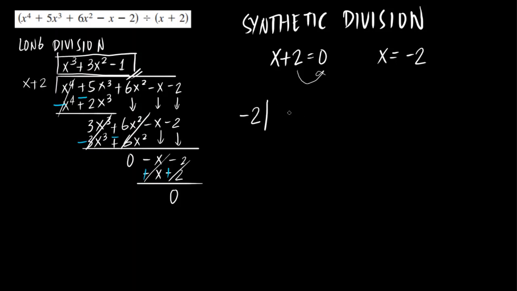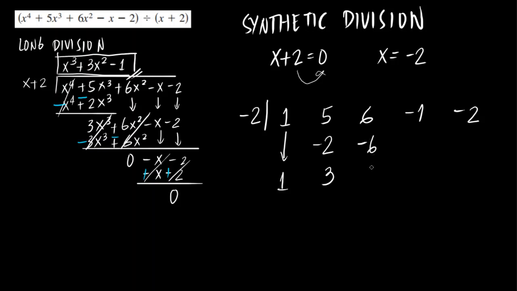And then, ang coefficient sa x to the fourth, that's 1. And then you have 5, 6, negative 1, and negative 2. So, let's check lang ha. 4, 3, 2, 1, and then 0. We're good. Okay, so next step, si 1, copy lang. And then 1 times negative 2, that's negative 2. 5 minus 2 is 3. 3 times negative 2, that's negative 6.